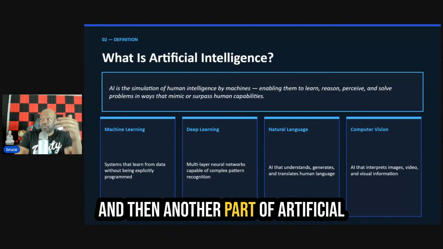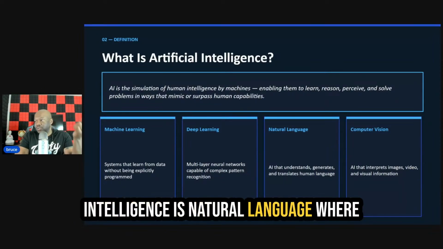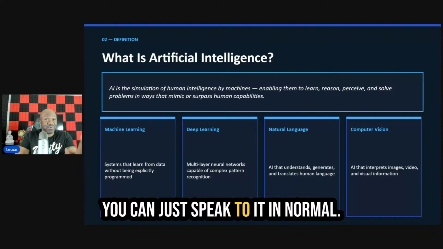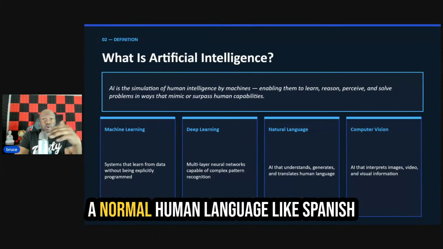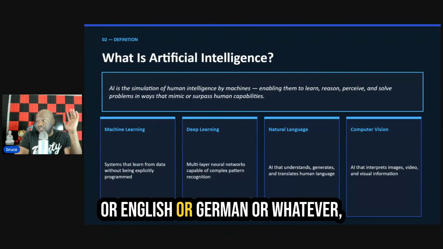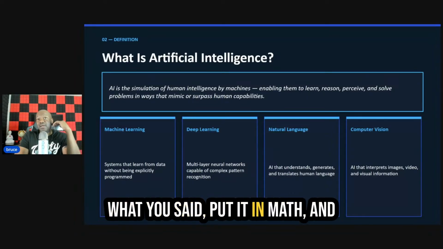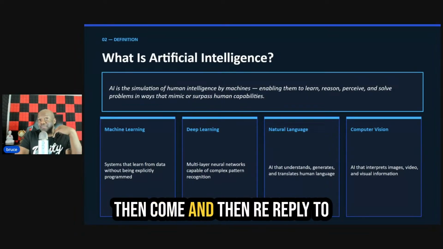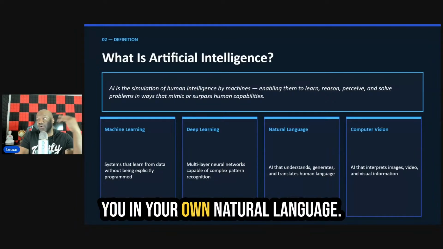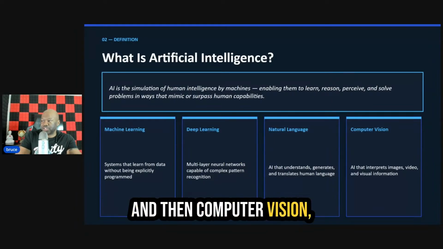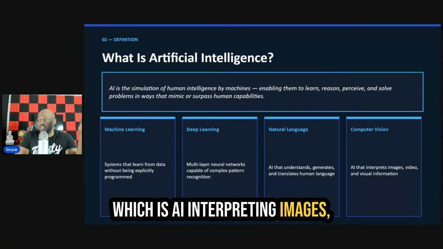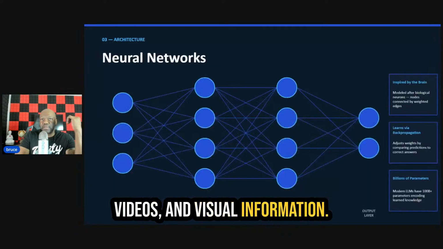And then another part of artificial intelligence is natural language, where you can just speak to it in a normal human language like Spanish or English or German or whatever, and it'll understand, translate what you said, put it in math, and then reply to you in your own natural language. And then computer vision, which is AI interpreting images, videos, and visual information.